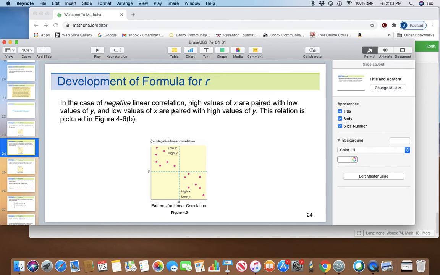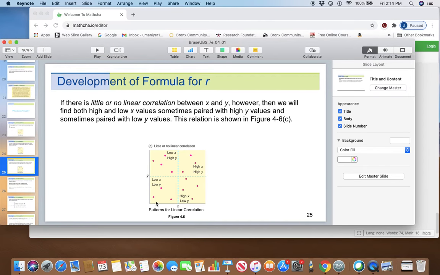In case of negative correlation, high values of x are paired with low values of y. Low values of x are paired with high values of y. So you see, the points have to fall down, right? When you are negative linear, that means when x is small, y has to be high, so the points live there. Next, when x is high, y has to be low, so the points live here. You see, that's how you can detect negative correlation. They do look like they are dropping down.